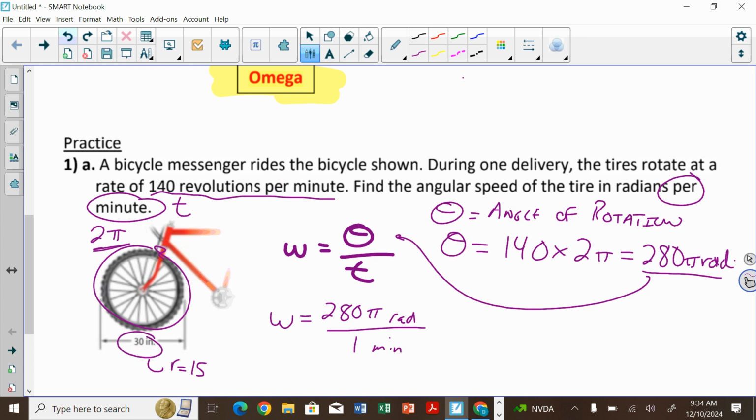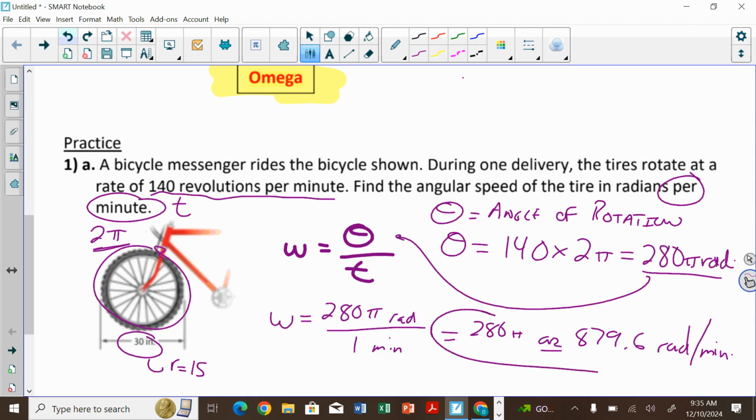Which, if you wanted to go further, we could say 280 pi basically. Or if you calculate that out, it's about 879.6 radians per minute, right? We talked about how there would be a per there. So that would be our answer there.